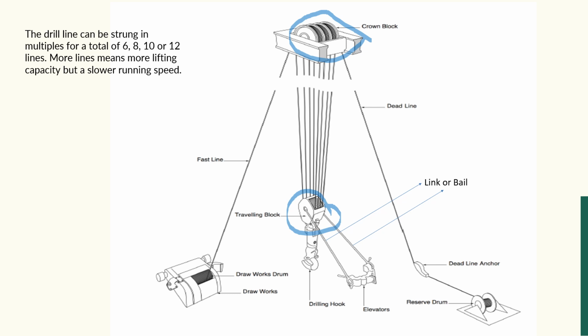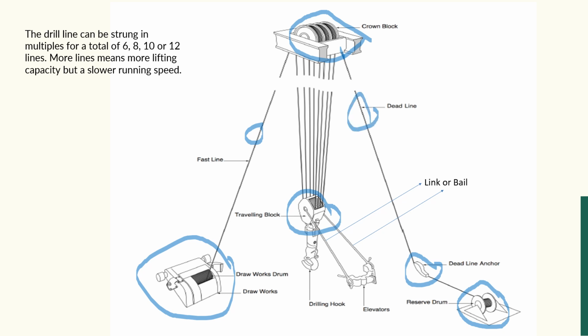This is our deadline anchor, which we read about earlier, and this is the storage reel with fresh, unused new drill line. And this is the drawworks. The line from the drawworks to the crown block is the fast line, because this line is moving. The line from the crown block sheave to the deadline anchor is called the deadline, because this line does not move.